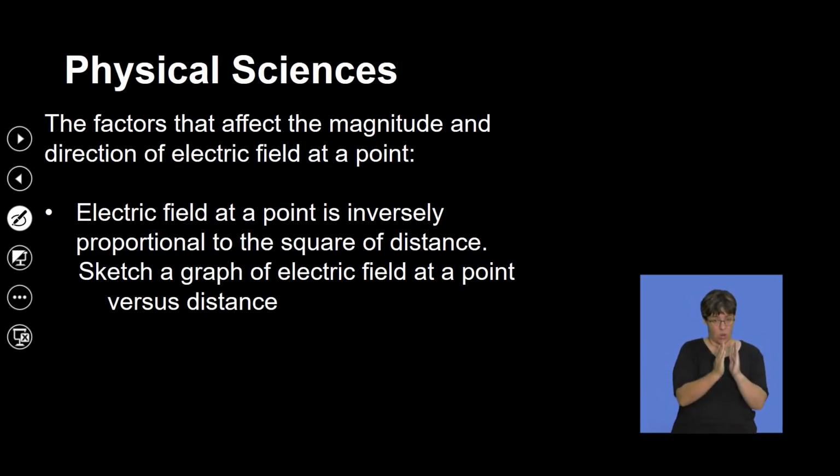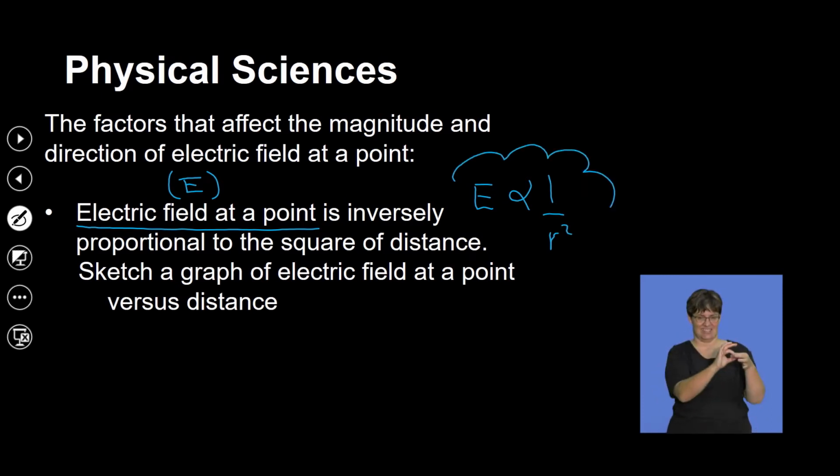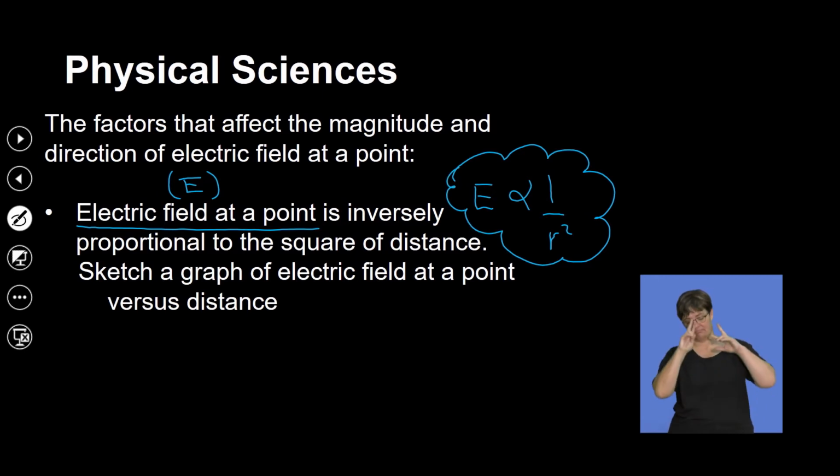So we've realized that the electric field at a point, this is our E, is inversely proportional to the square of the distance. Hence, E is inversely proportional to the square of the distance. This is the mathematical relationship that we were trying to explore. But this is only true if we keep the magnitude of the charge constant.